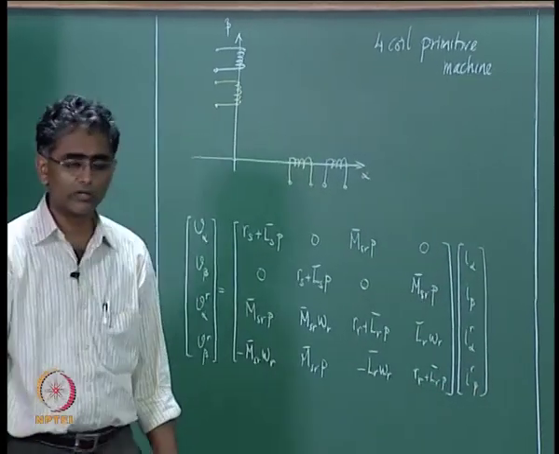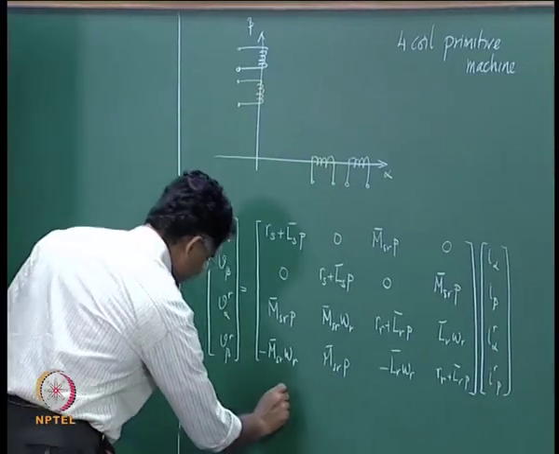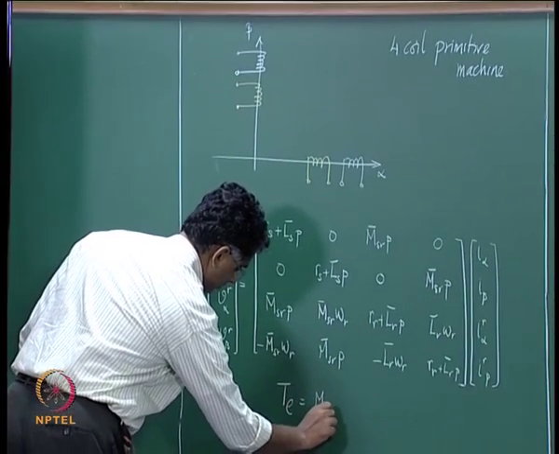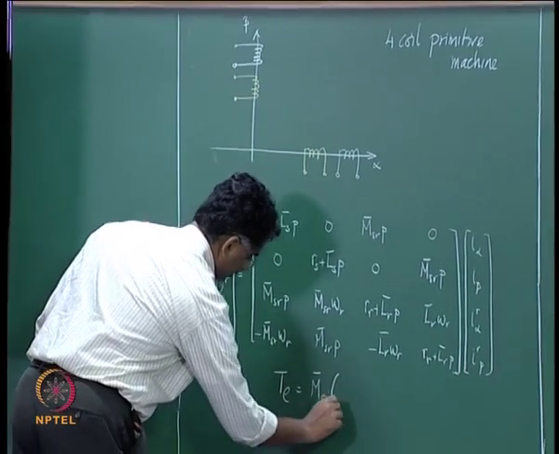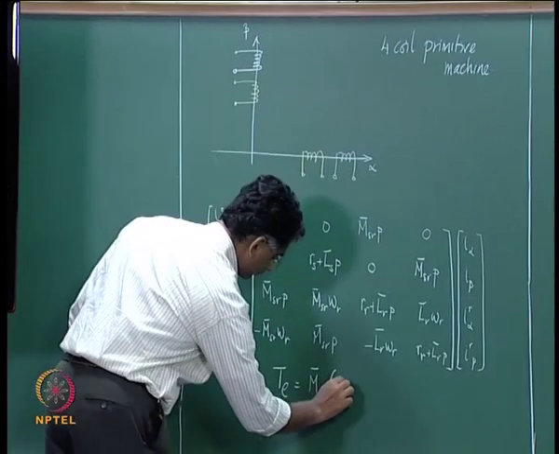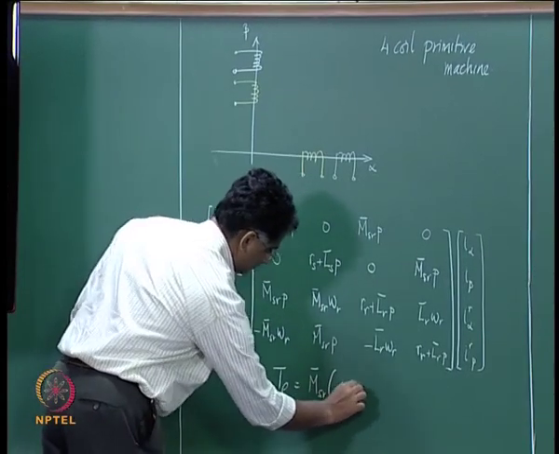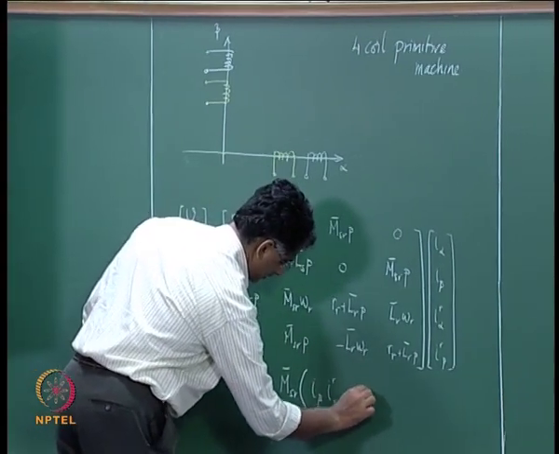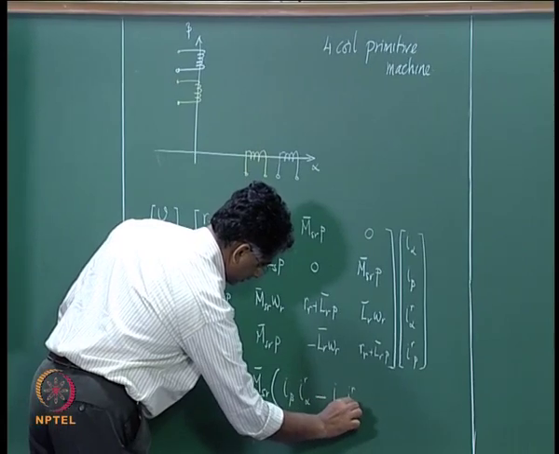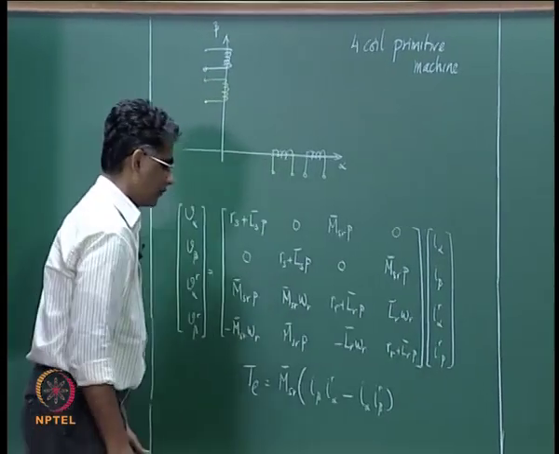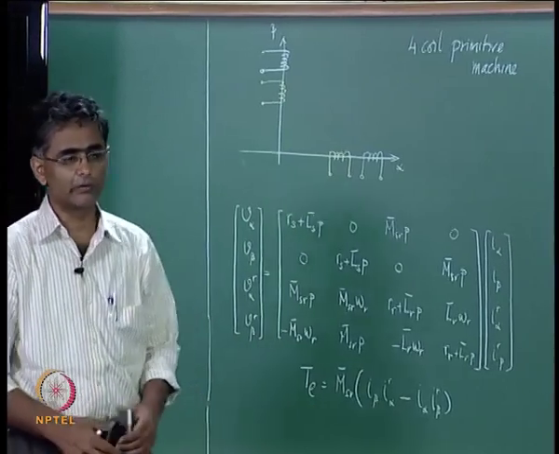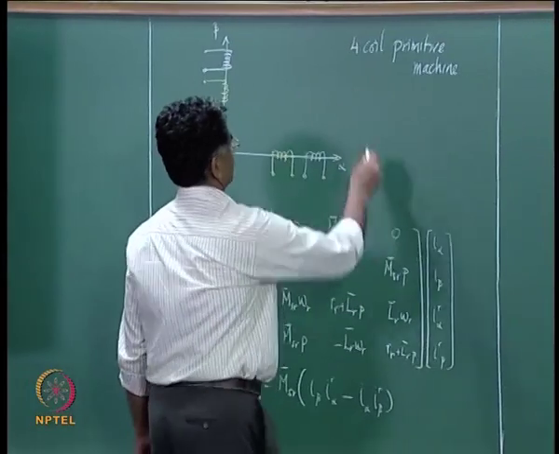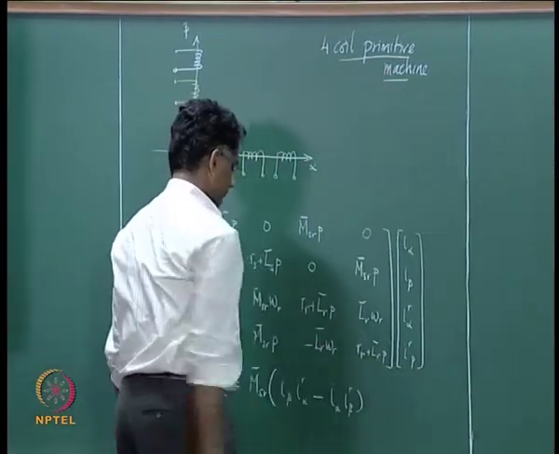We had written down the expression for the generated electromagnetic torque. Te was found to be MSR bar multiplied by I beta into I r alpha minus I alpha into I r beta. So, that is then the expression for the generated electromagnetic torque. This is, as we said, a 4 coil machine.